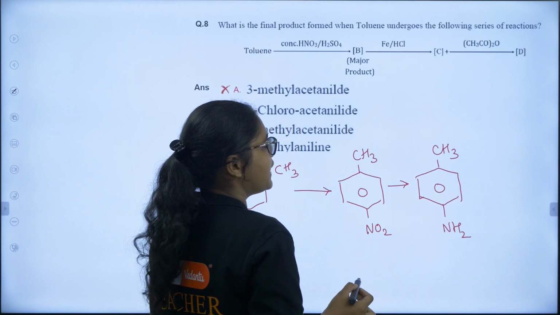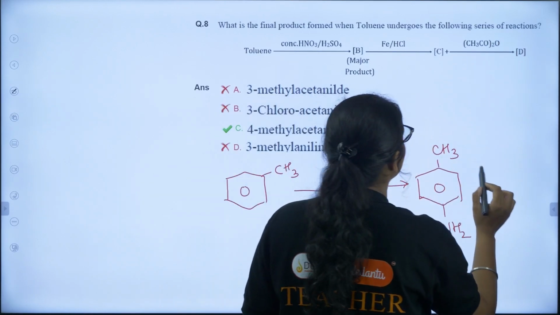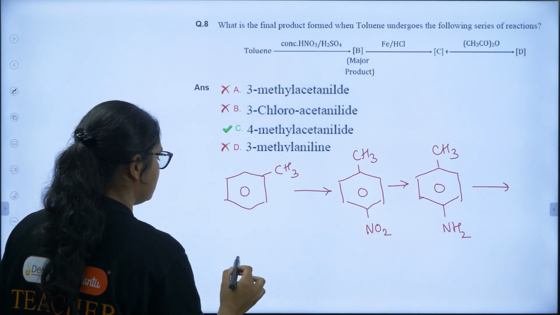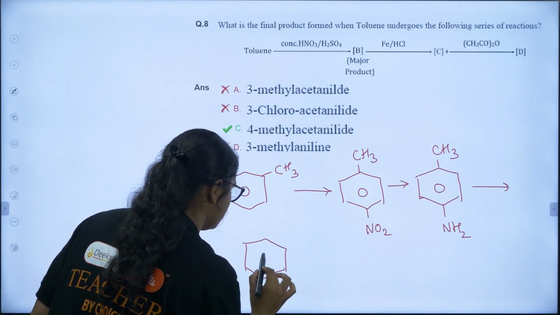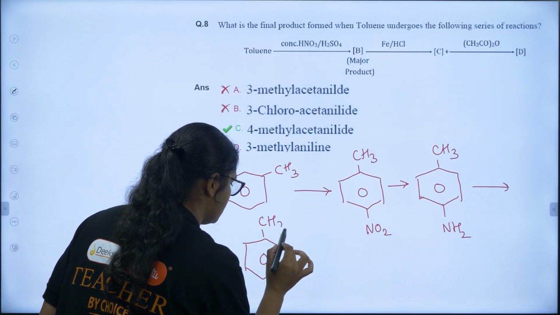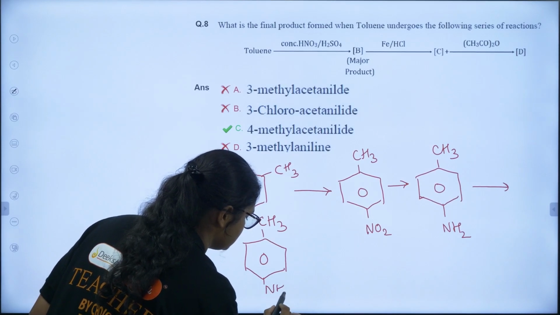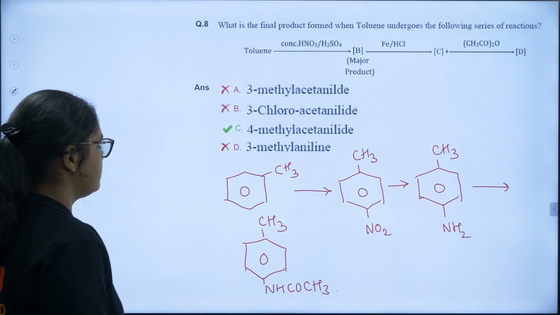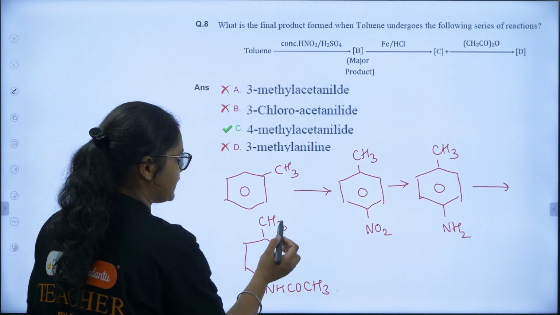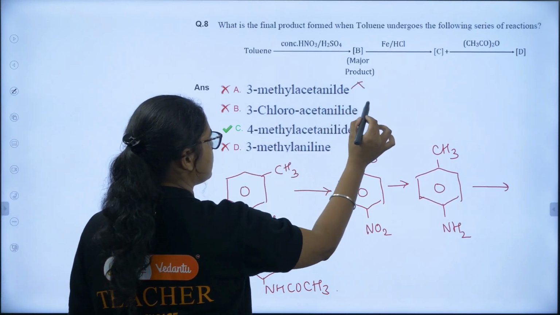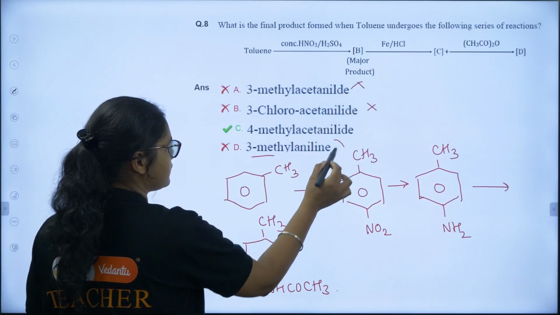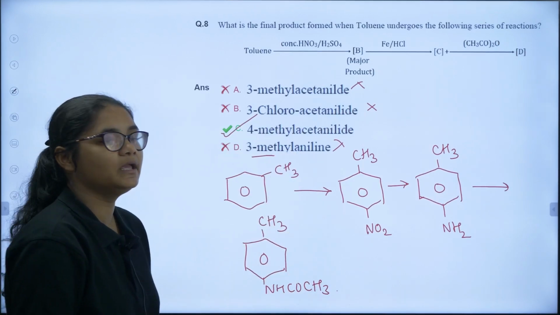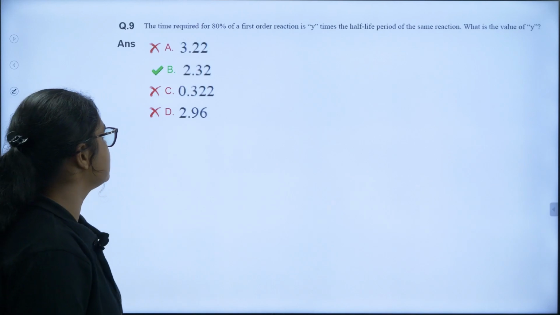Okay. Next we have (CH3CO)2O. So this is your acylation of this group. So we will get this compound. Here we have CH3. Here we have NHCOCH3. Okay. So now if you see, this compound is your 4-methyl acetanilide. 3-methyl chloro is not there. 3-methyl aniline is not there. So 4-methyl acetanilide. So the correct answer for this question will be option number C.